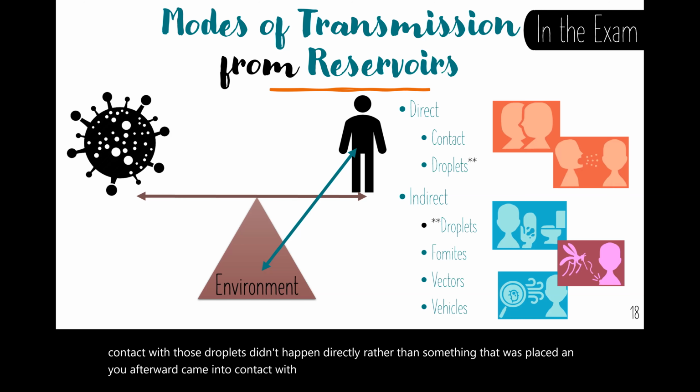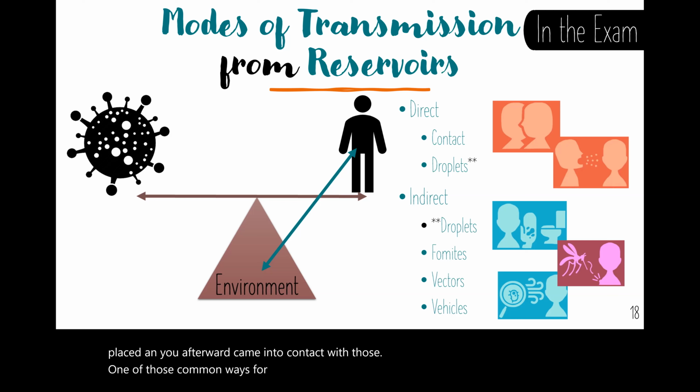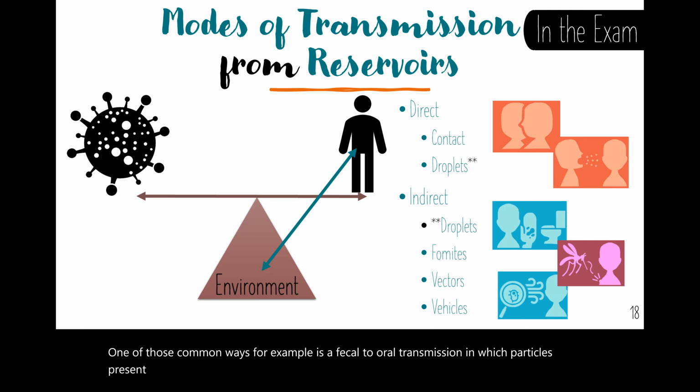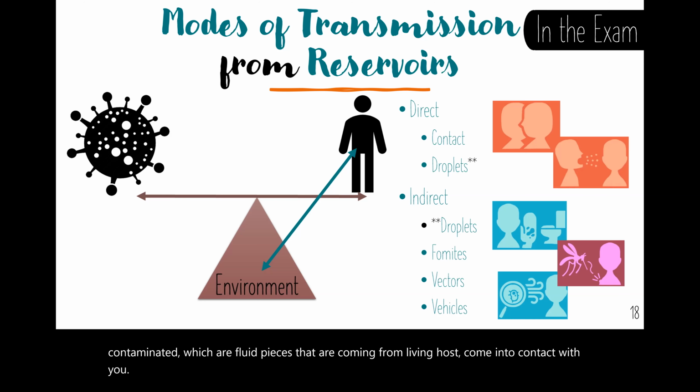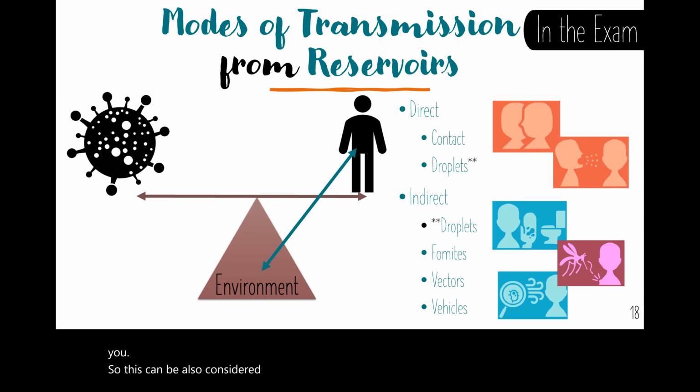One of the most common ways, for example, is fecal to oral transmission, in which particles present in a toilet, for example, anything from urine to even fecal samples, which are contaminated fluid pieces coming from a living host, come into contact with you. So this can also be considered an indirect access to those droplets.